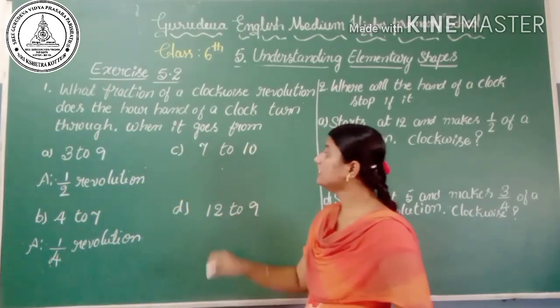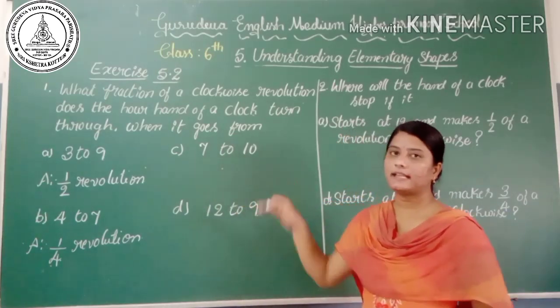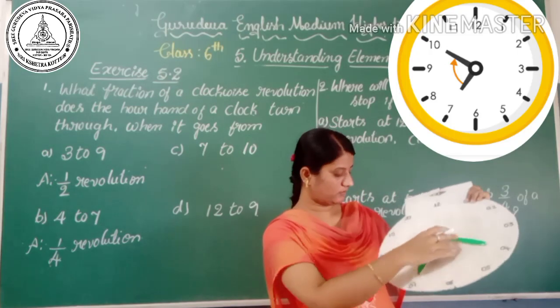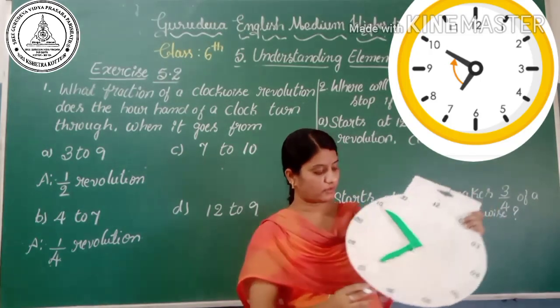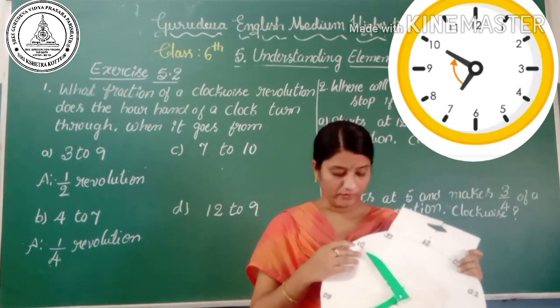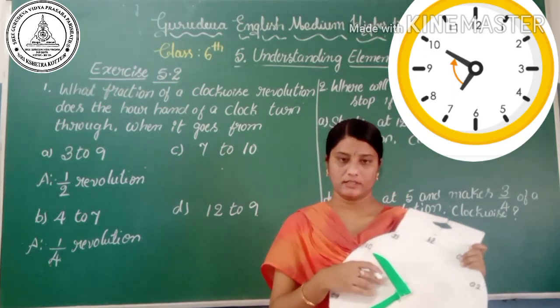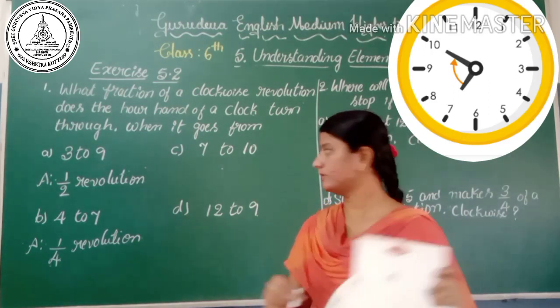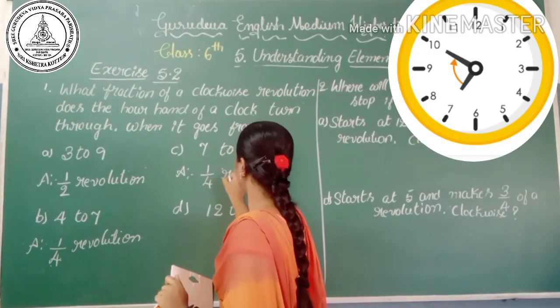Then similarly the third question, that is C, 7 to 10. Keep the hour hand at 7 and 10. Once again you can see here, 7 to 10 is also a 1/4 turn, which means it turns through a right angle turn. So it is 1/4 revolution.